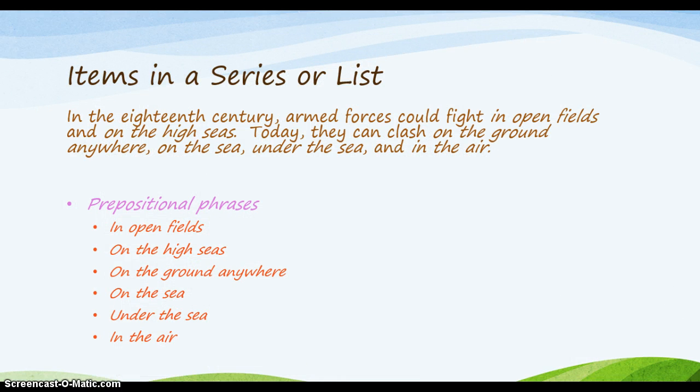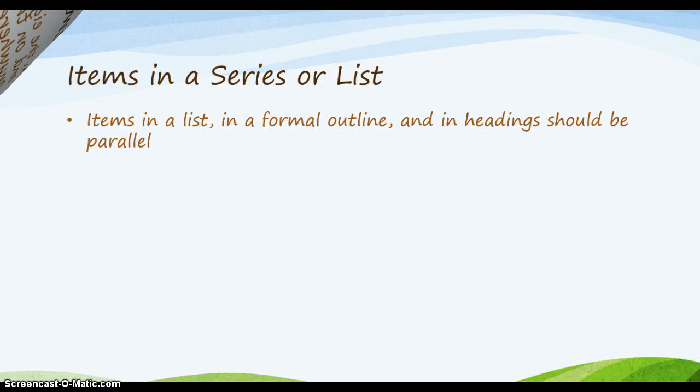Let's finish up talking about prepositional phrases. There's a number of prepositional phrases in these two sentences. In the first sentence, we have in open fields, on the high seas. Those have about the same amount of weight. Even though one is one word longer, for the most part, they're very, very balanced. In the second sentence, we have on the ground anywhere, on the sea, under the sea, and in the air.